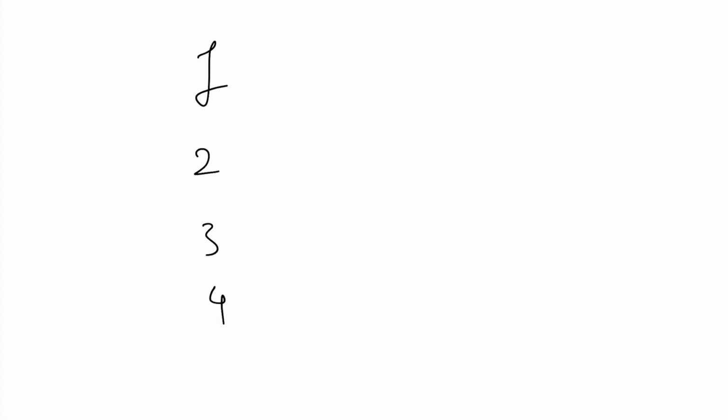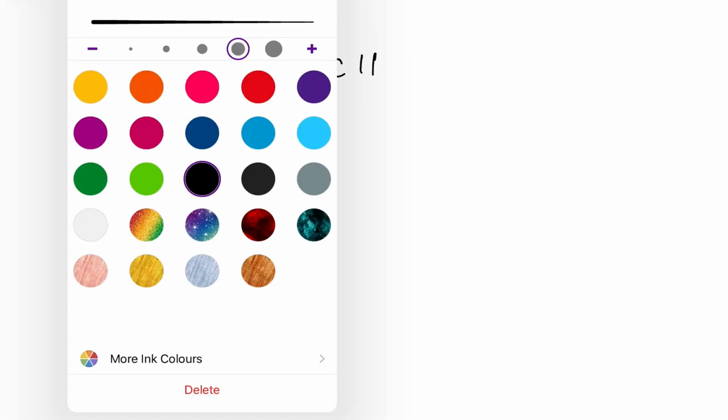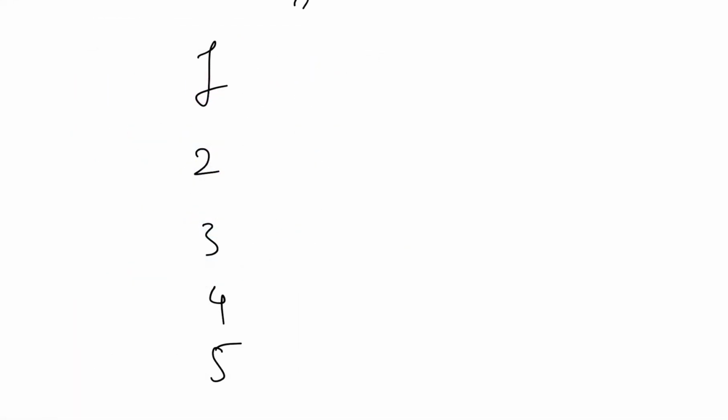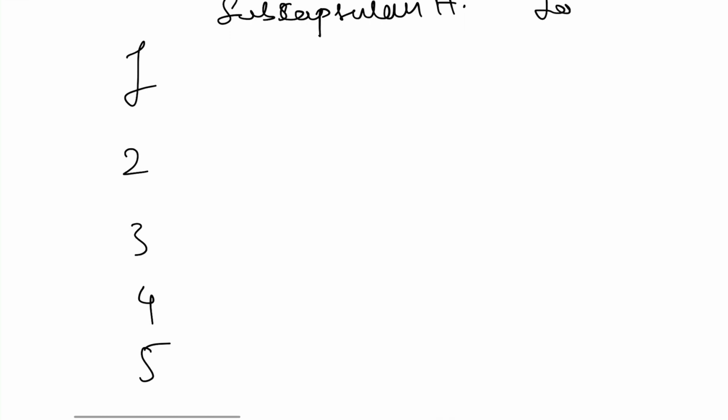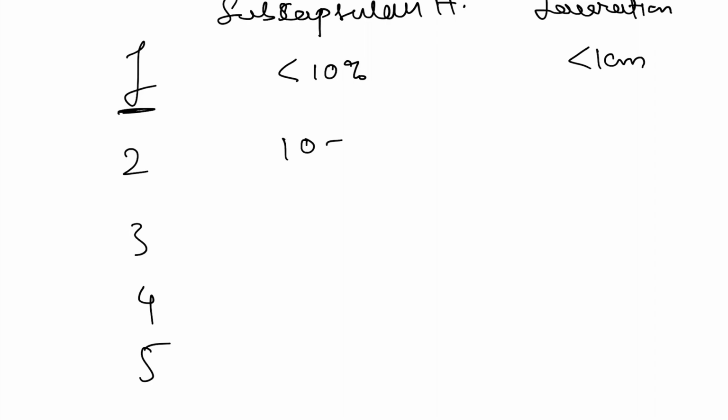There are 1, 2, 3, 4, and 5 grades. Okay, it depends on the subcapsular hematoma and laceration. If subcapsular hematoma is less than 10% and laceration is less than 1 centimeter, it is grade 1. If subcapsular hematoma is 10 to 50 percentage, okay, or laceration is 1 to 3 centimeter, then we can call it a grade 2.